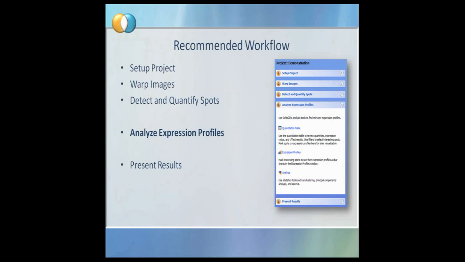The recommended workflow of Delta 2D is that we set up a project, we warp images, we detect and quantify spots, of course, and transfer the spots to get complete expression profiles. And then we come to the step which is covered today in this webinar. We analyze them to find interesting expression profiles and to be able to ignore the boring expression profiles that we do not want to publish. Finally, after that, you can, of course, present results in your publication, in your presentation, on a conference, in your talk, and the technologies that we offer for this are covered by a different webinar.